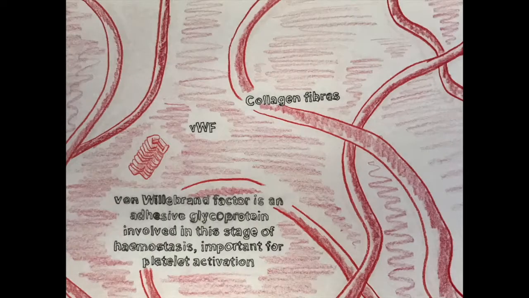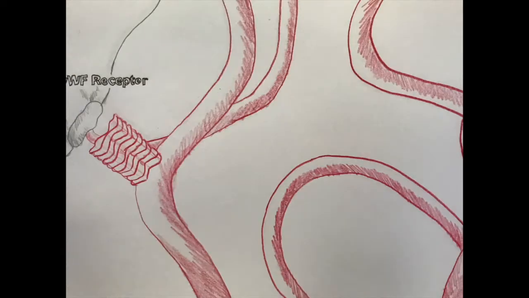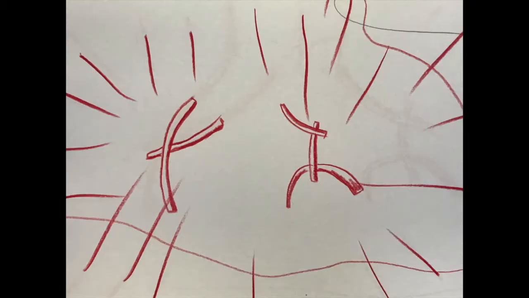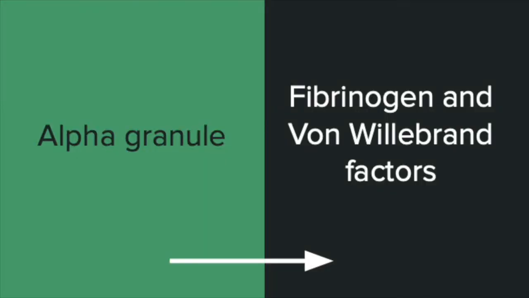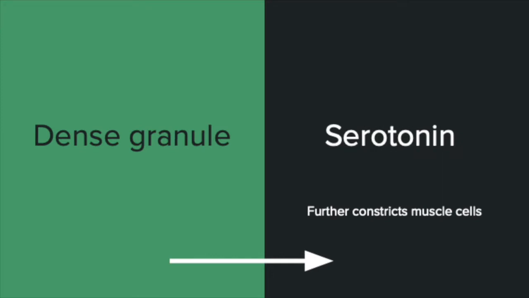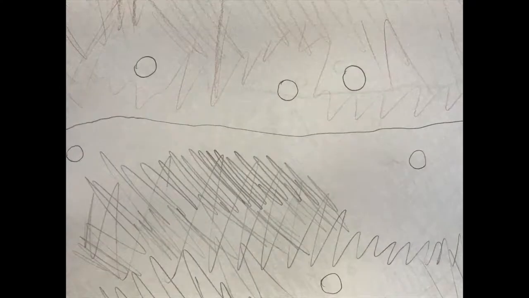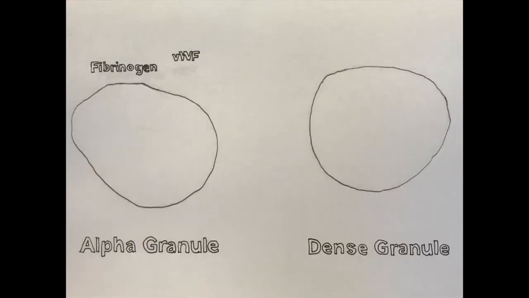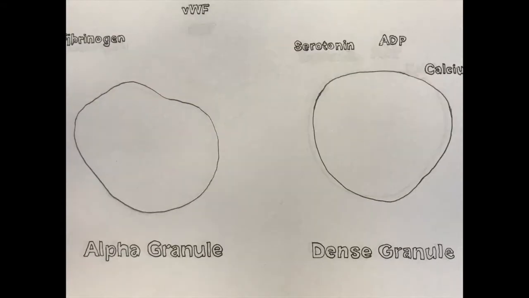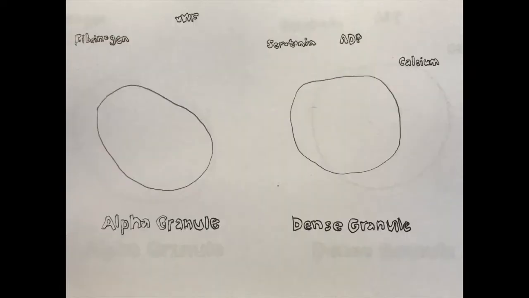Once bonded, the platelets are activated, allowing them to change into the dendritic form, expanding surface area. Platelets carry two granules in them that are released into the bloodstream once active. The first is called alpha granule, and it releases fibrinogen and VWF. The second is called dense granule, which releases serotonin, which further constricts muscle cells, ADP, adenosine diphosphate, which activates platelets and promotes aggregation, and calcium, which is needed later for stabilizing the plug.